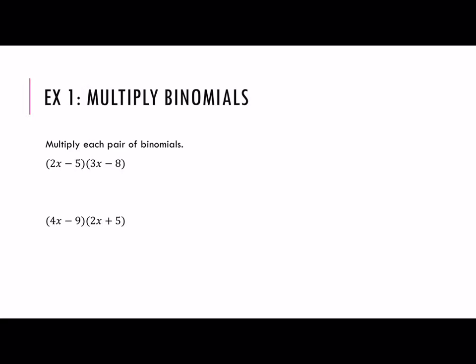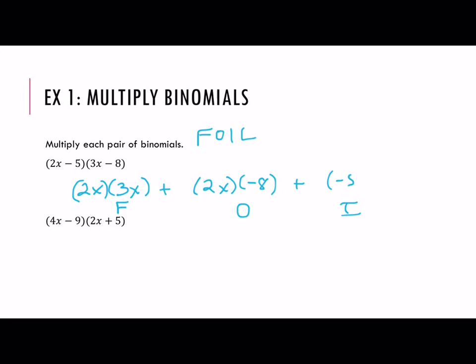Okay, so we've talked about FOIL before, so that's a nice acronym to remember how to multiply. So I'll review one of these, and then hopefully you remember this technique. So we would do the first terms multiplied, so 2x times 3x. And then we would do the outer terms, so 2x times -8. And then we would do the inner terms, -5 times 3x. And the last term's negative 5 times negative 8.